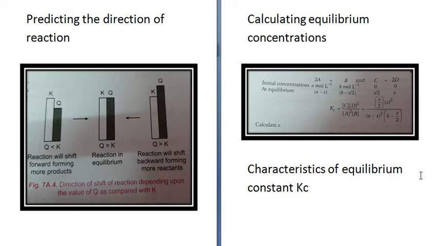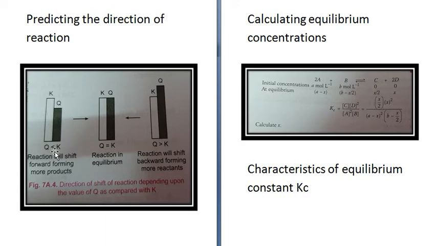Now if Q is equal to K, then the reaction will be in equilibrium. If Q is greater than K, Q will tend to decrease so as to become equal to K. As a result, the reaction will proceed in backward direction. For these two to become equal, this will have to become less. So the reaction will move in backward direction.